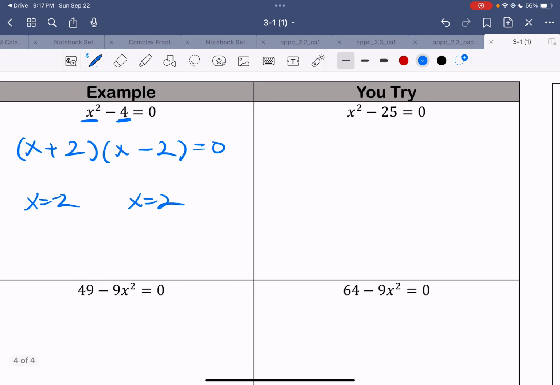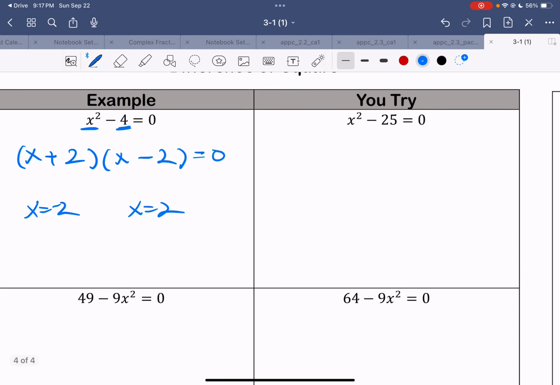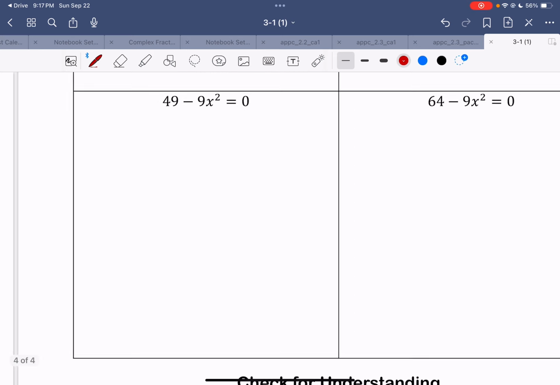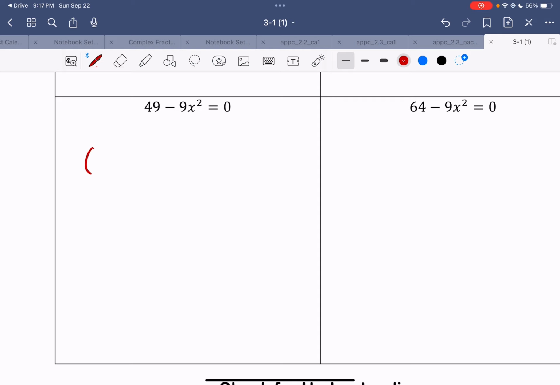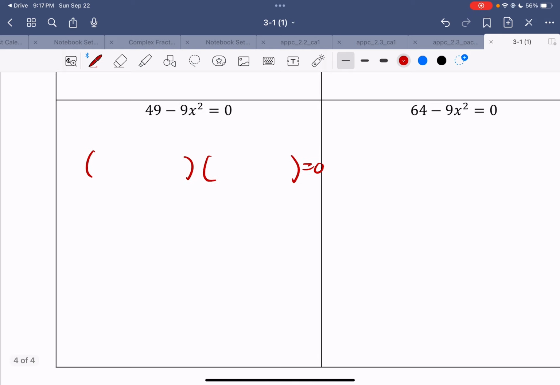So try the question on the right by yourself. Set up 2 parentheses. Sign is positive, negative. What gives you x squared? X times x. So since it is at the beginning, I just write x at the beginning of each parenthesis. What gives you 25? 5 times 5. What about the next one? Same thing. I just put parentheses like this. Sign should be always positive, negative, as I say.